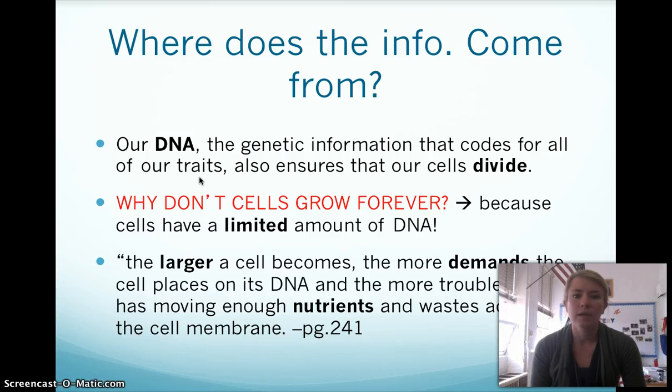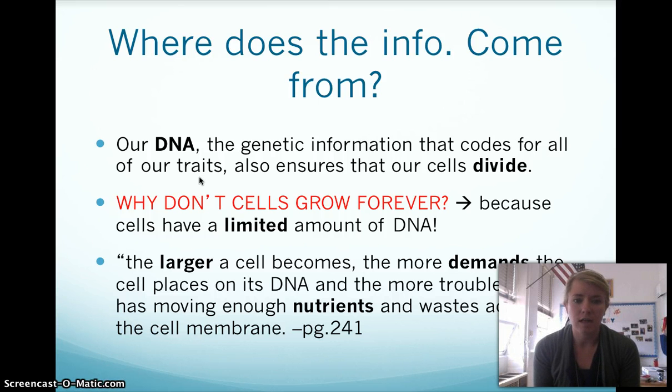So, where does information come from? Our DNA is the genetic information that codes for all of our traits and also makes sure that our cells divide. So why don't cells just grow forever? Why do we even need them to divide? That's because we have a limited amount of DNA. And the size of the cell, if it got too big, it wouldn't work very well, which either you already know or you're going to find out soon from the lab that we're going to do.